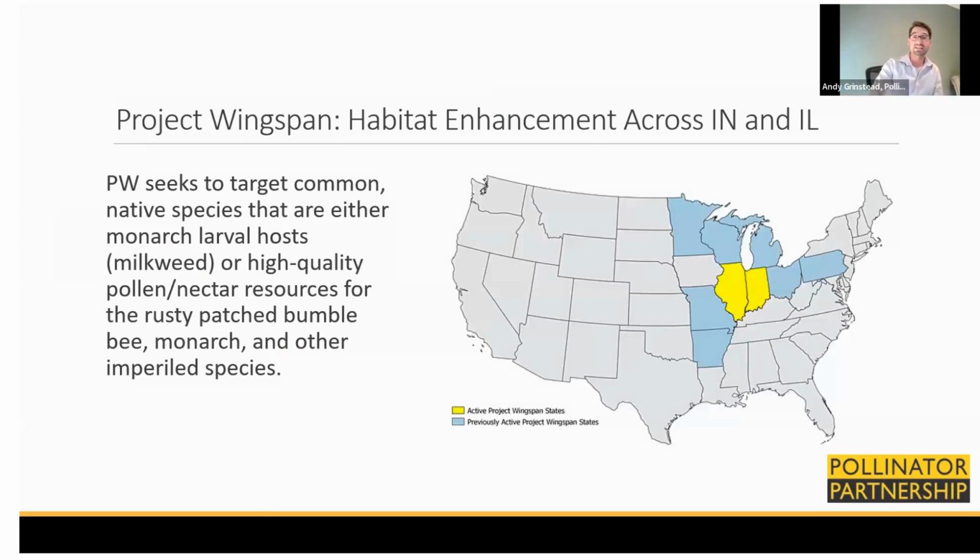So our current initiative is focused in Indiana and Illinois. However, the program has historically occurred throughout the Midwest and the Great Lakes area. We seek to target common native seed species that are either monarch larval hosts, which is the milkweed, or high quality pollen and nectar resources for the rusty patched bumblebee and other pollinator species.